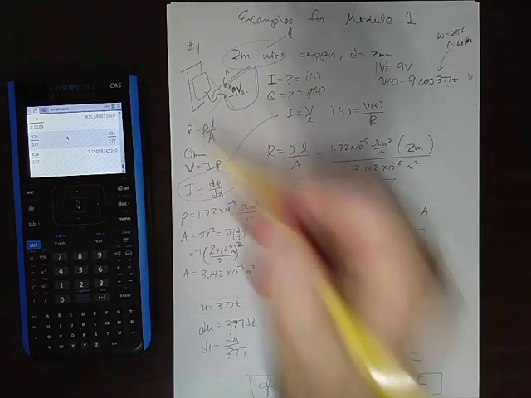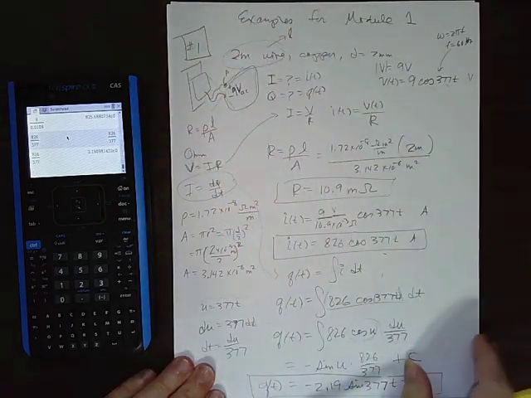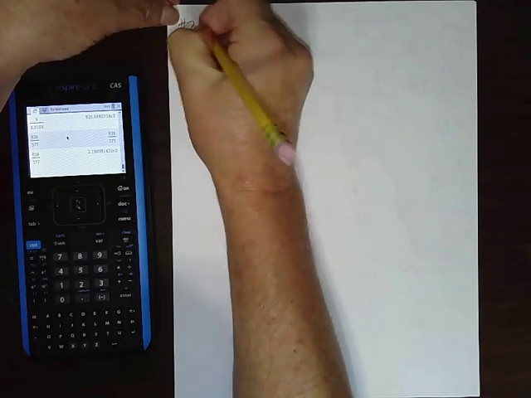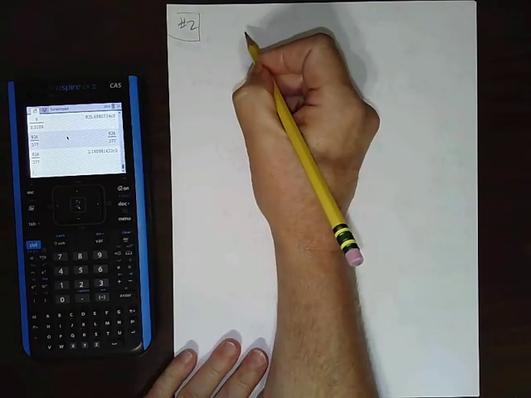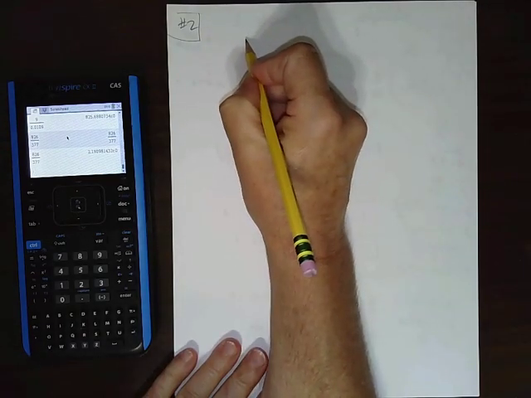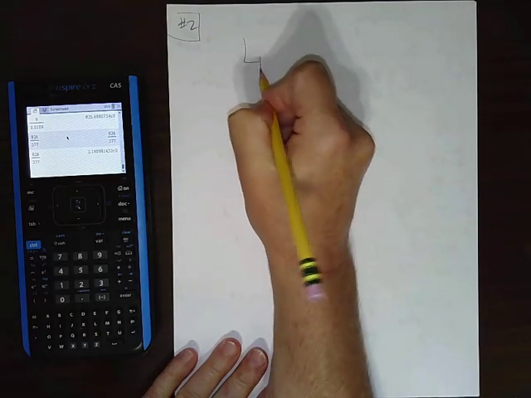Okay, so that was the first one I wanted to try. First example. Let's look at another problem. Some made up problem here. Let's try this circuit here. So we're just going to do some KCL practice, Kirchhoff's current law practice.